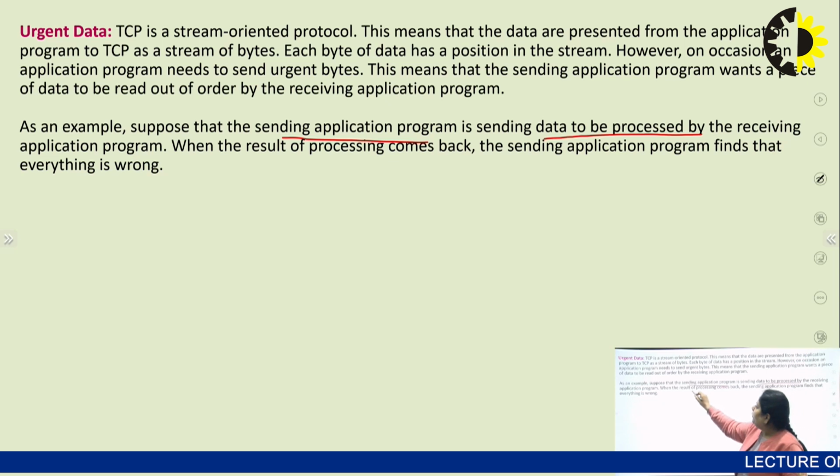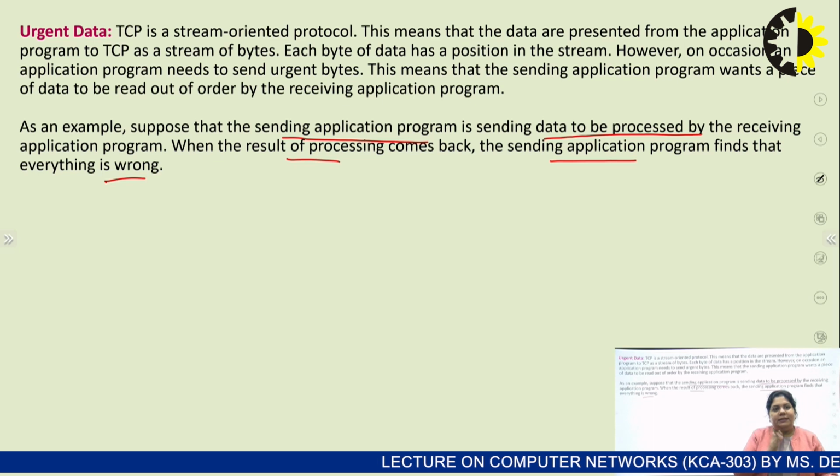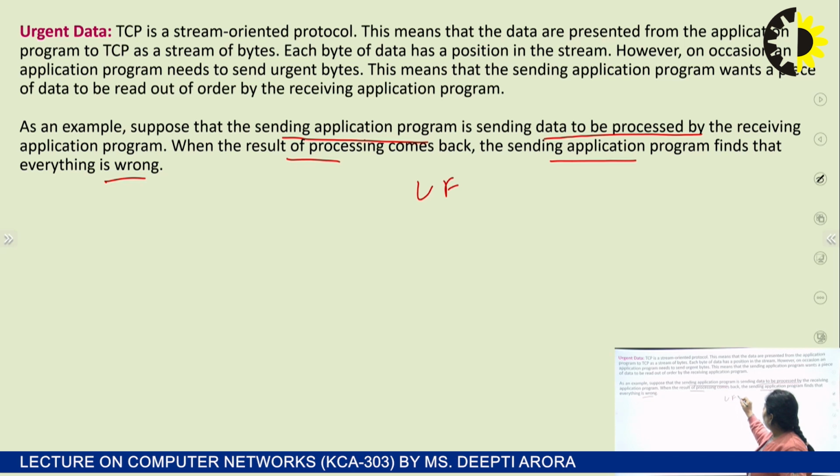As a result of the process, the sending application program finds that at the receiving end, everything is wrong. Nothing is right, nothing is received exactly as it wants to send. So what it does, it sends the urgent flag byte. Urgent flag is set to 1.